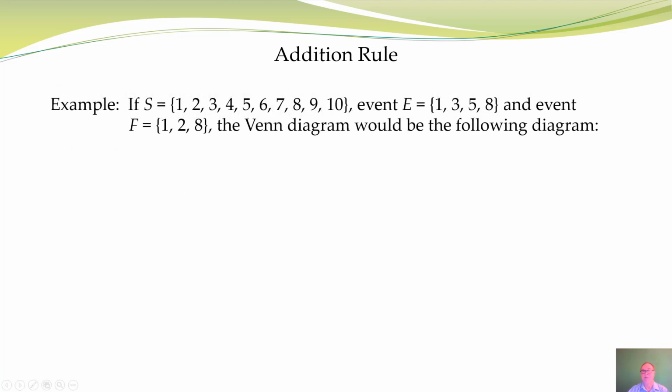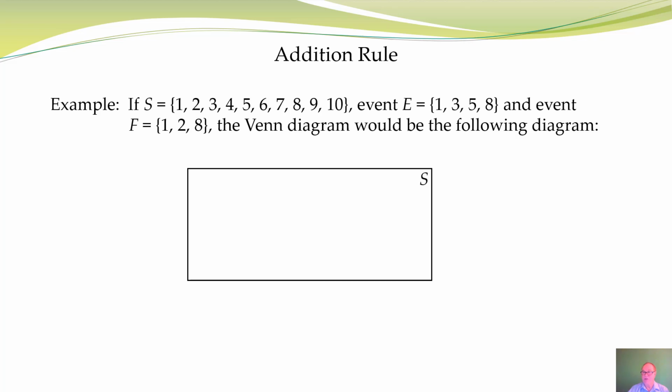An example, if the sample space is 1 through 10, event E is a set of 1, 3, 5, 8, and event F is a set of 1, 2, 8. Now if we look closely at event E and event F, you notice there are common outcomes. 1 and 8 is common to both. So we're going to have not disjoint, not mutually exclusive.